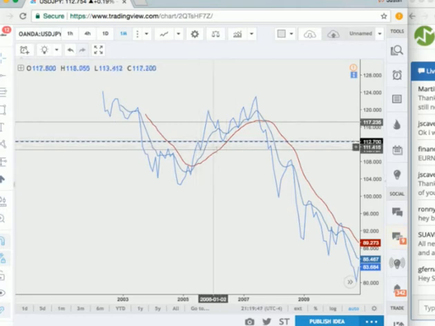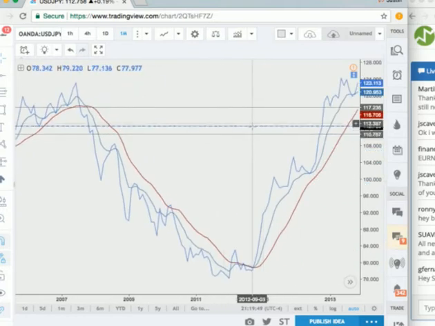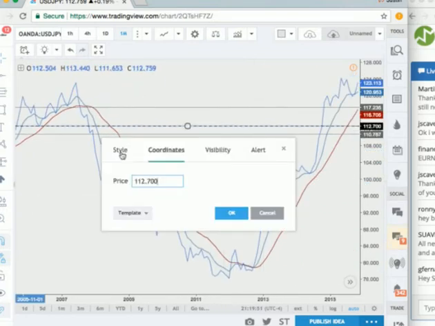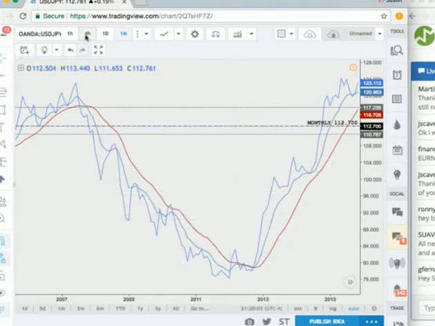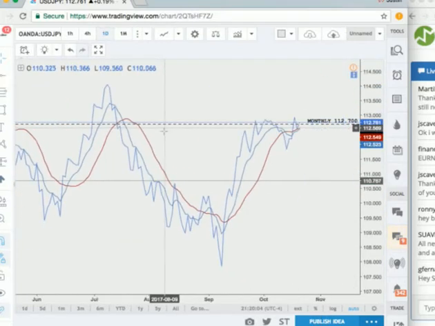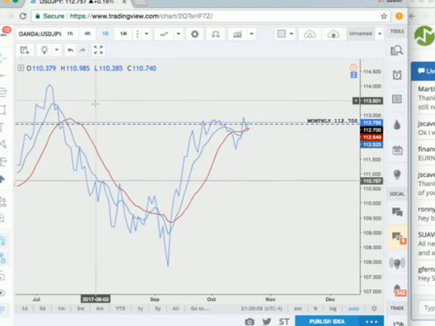See that? Support, resistance. So this level right here is a major level. It's a monthly 12.700. Just keep it at that. Let's go to the daily and let's try to find the same thing.